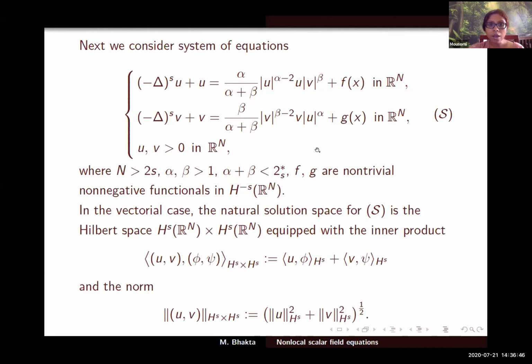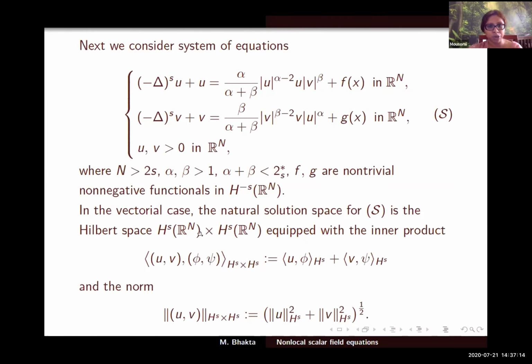Okay. So we are interested in studying, again, existence and multiplicity for this equation. F and G are again dual space functions. So F and G belong to the dual space of H^s, that is H^{-s}(R^n). Okay, and so what should be the solution space? The natural solution space is the Hilbert space H^s(R^n) times H^s(R^n).